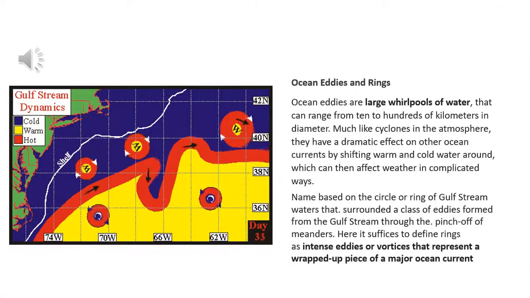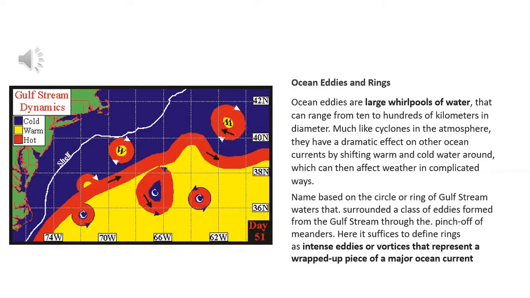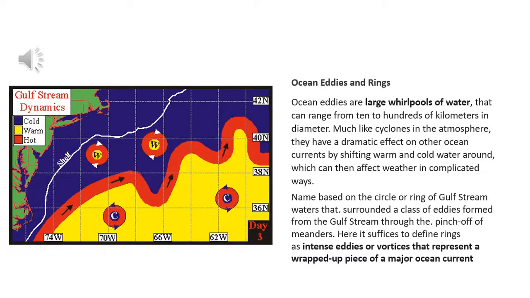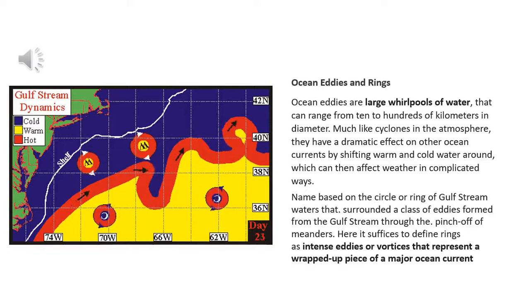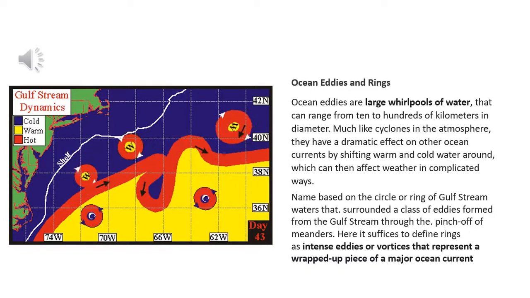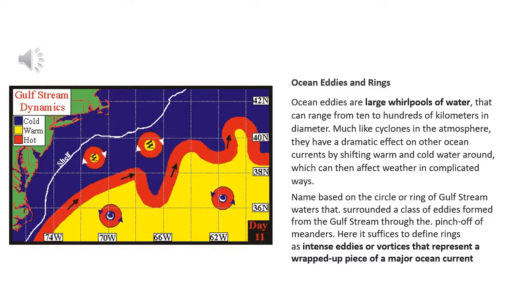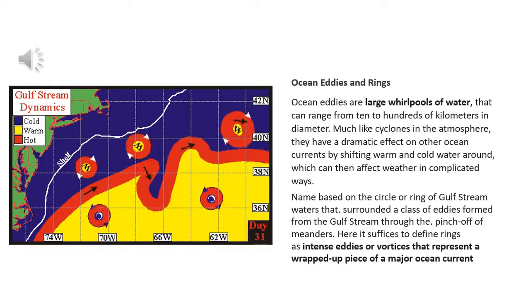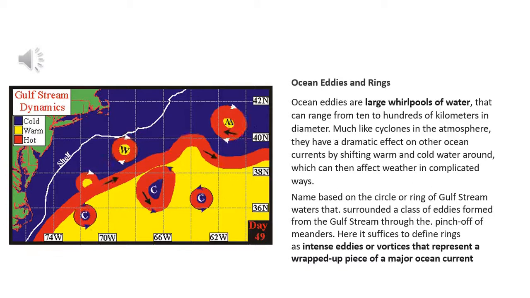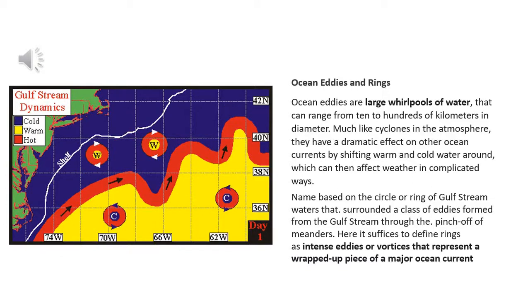Ocean eddies and rings. Ocean eddies are large whirlpools of water that can range from 10 to hundreds of kilometers in diameter. Much like cyclones in the atmosphere, they have a dramatic effect on other ocean currents by shifting warm and cold water around, which can then affect weather in complicated ways.